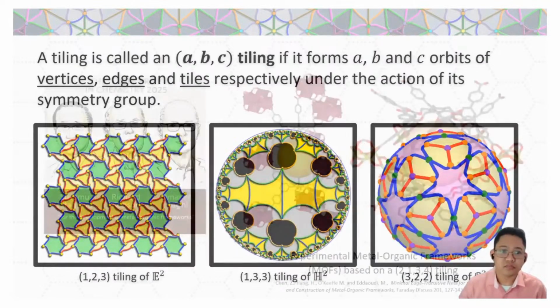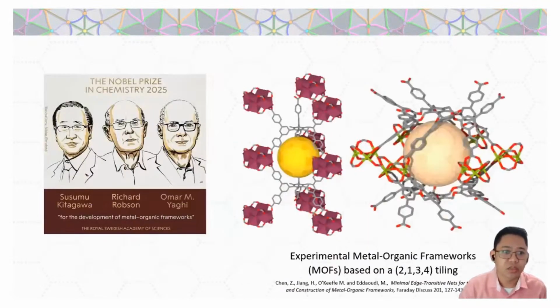In fact, just recently, the Nobel Prize in Chemistry was awarded to these three scientists, Susumu Kitagawa, Richard Robson, and Omar Yaghi. They were awarded the Nobel Prize for the development of metal organic frameworks. And as I've said, these ABC tilings can be used to model these metal organic frameworks.